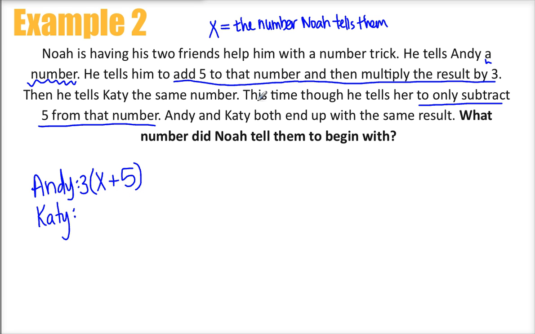Now what does Katie do? He tells Katie the same number, so x. This time though, he tells her to only subtract 5 from that number. So Katie takes the number that Noah tells her and subtracts 5. Okay, and then it says Andy and Katie both end up with the same result. So same result, that tells me that we're looking at an equal sign here. So 3 times the quantity x plus 5 is equal to x minus 5. So look, here's my equation already.